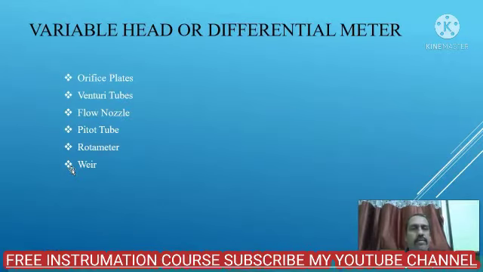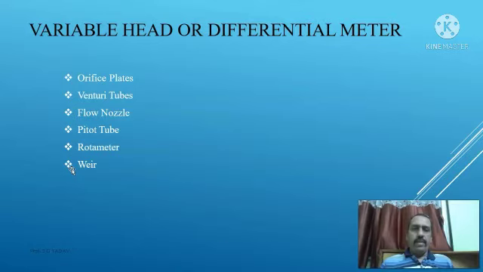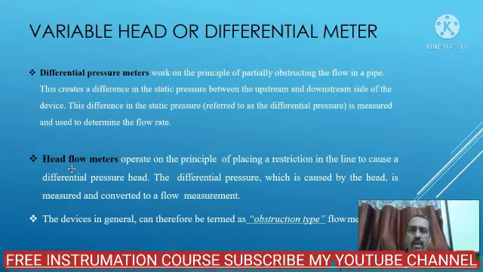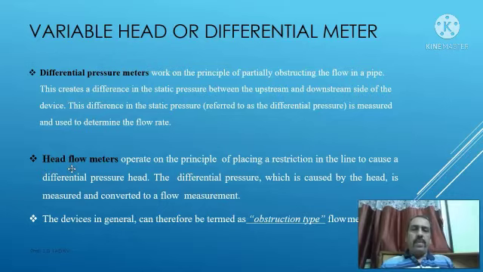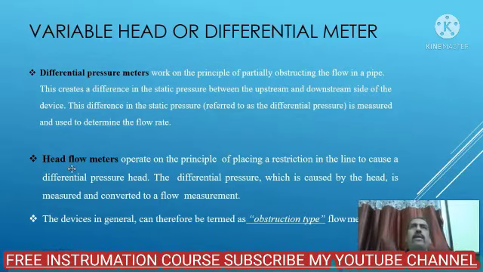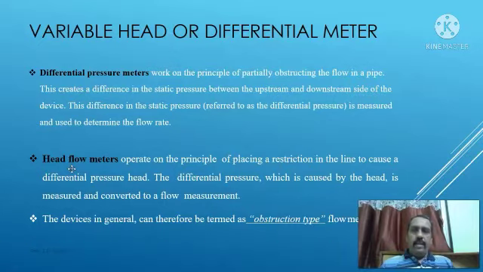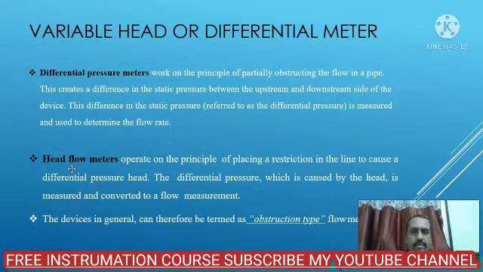Variable head or differential meters: we have already seen these six different instruments under the heading of differential meter. A variable head or differential meter works on the principle of partially obstructing the flow in a pipe. This creates a difference in the static pressure between the upstream and downstream side of the device. This difference in static pressure is measured and used to determine the flow rate.